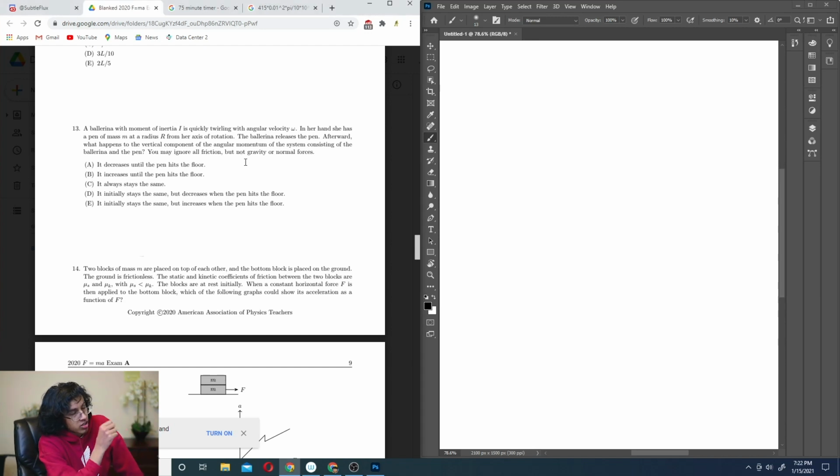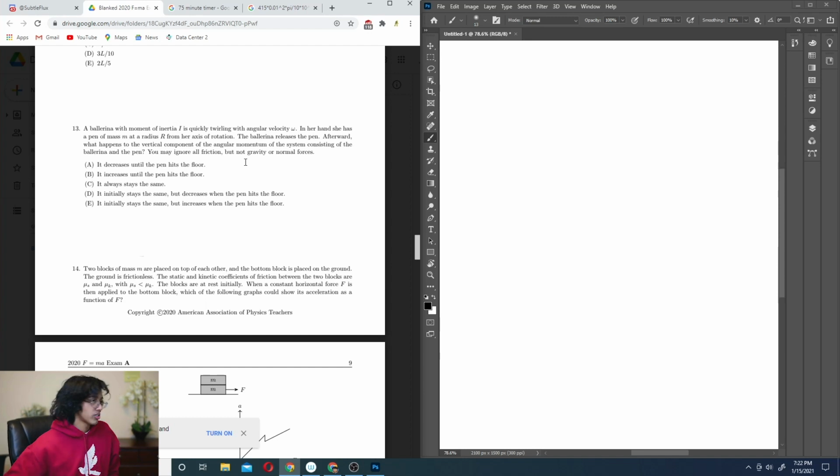Okay, so the only way for the vertical component of her angular momentum to decrease, like you're on a flat plane, is if there's a torque, right? So do gravity and normal forces create a torque on it? No. Does friction create a torque? Yes, but there's no friction, so there's no way to make a torque, so I'm assuming it stays the same. It's of the whole system, right? Yeah, it's including the pen, so nothing leaves the system. There's no torque on the system, so it has to be C.